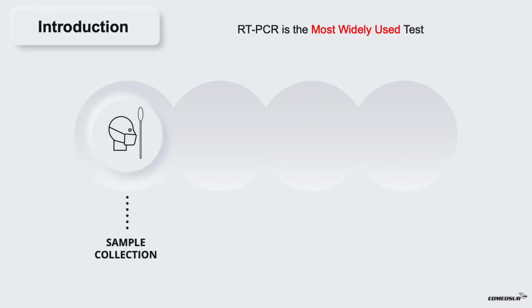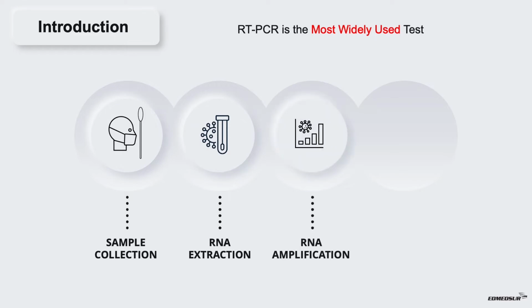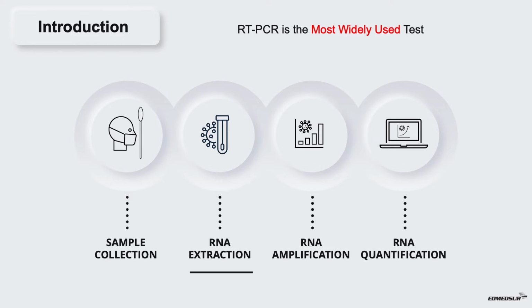Introduction. RT-PCR is the most widely used test to detect COVID-19 infection. This involves 4 steps: sample collection, RNA extraction, RNA amplification, and RNA quantification. In the previous video, we discussed the nasopharyngeal sample collection. In this video, we will be reviewing the process of RNA extraction from the collected specimen.